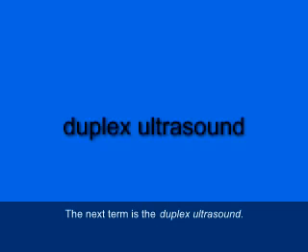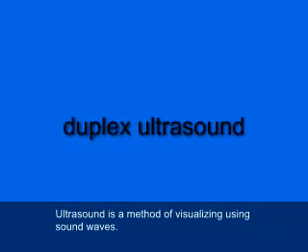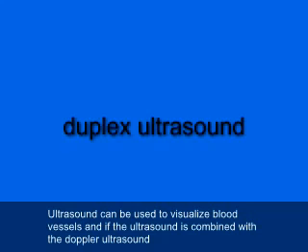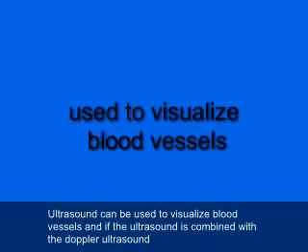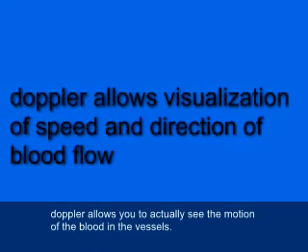And the next term is the duplex ultrasound. Ultrasound is a method of visualizing using sound waves. Ultrasound can be used to visualize blood vessels, and if the ultrasound is combined with the Doppler ultrasound, Doppler allows you to actually see the motion of the blood in the vessels.